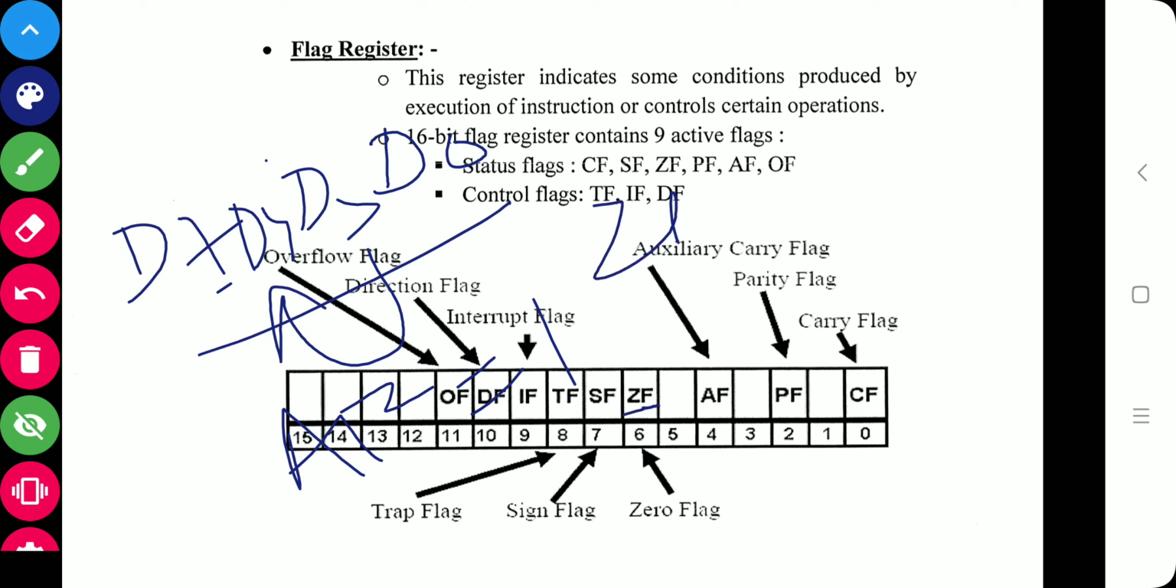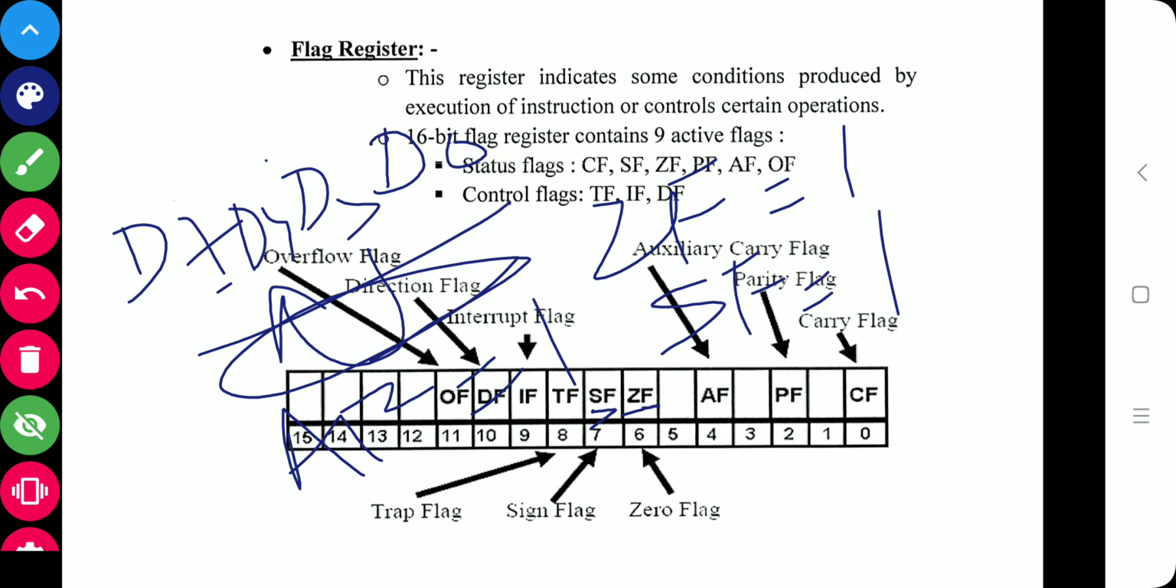The zero flag is 1 if the whole result is 0. Then the sign flag is 1 if the result is negative. The result is negative if the MSB bit of the result is 1. If the MSB bit of the result is 1, then your sign flag is 1, otherwise it is 0.